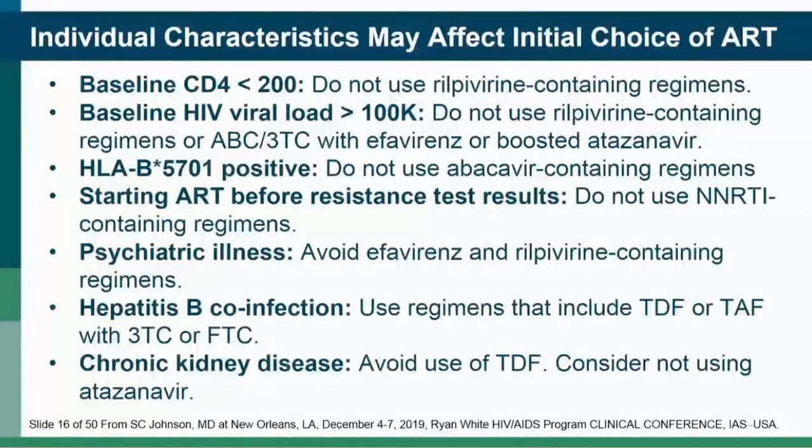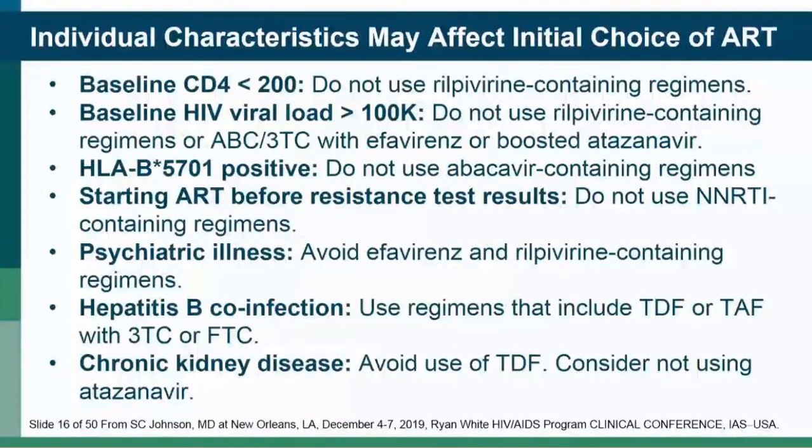Now, I mentioned there are some individual characteristics that may affect the initial choice of ART. A lot of you probably aren't starting with a rilpivirine-containing regimen, but there are some specific issues if the CD4 count is less than 200 or the viral load is greater than 100,000. The drug abacavir has one limitation, hypersensitivity, and so HLA-B5701 testing has to be done before that drug is used. If you're starting antiretroviral therapy before resistance test results, we do not use NNRTI-containing regimens.